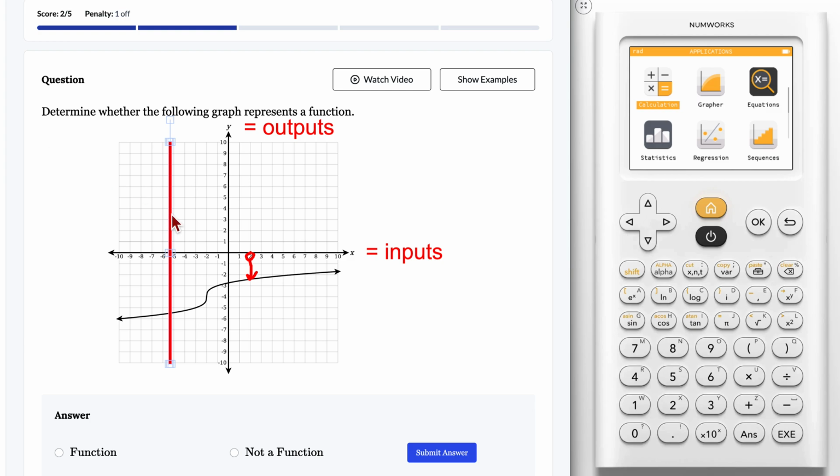So this graph checks out. This graph is a function, because as I go along the line over here, I only have one output for each input. I am only crossing the line at one place at any given moment, even right here.